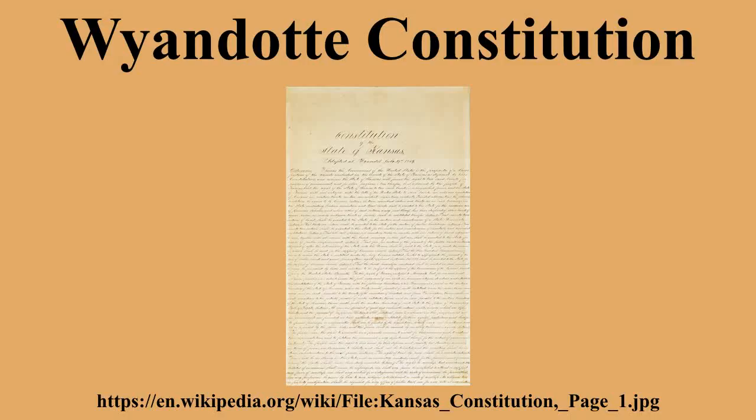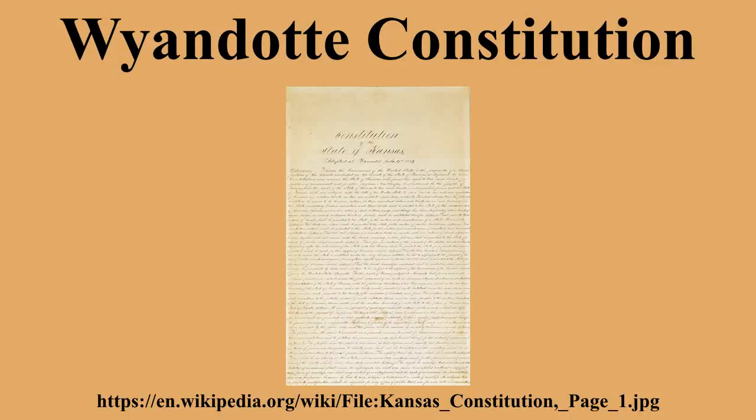vote of 10,421 to 5,530 on October 4, 1859. In April 1860, the United States House of Representatives voted 134 to 73 to admit Kansas under the Wyandotte Constitution. However, there was resistance in the United States Senate.